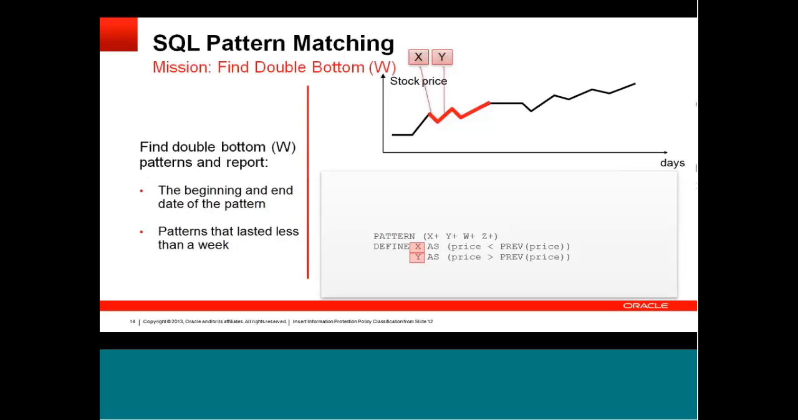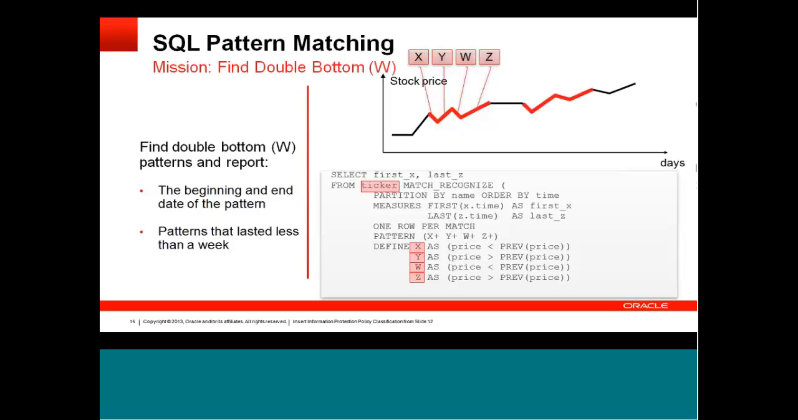Next we have Y. Y matches rows whose price in the current row is greater than the price in the previous row. So if you look at the stock chart, Y signifies the increase in the price of the stock. Now that we are looking for W patterns in a stock chart, we will use pattern variables W and Z to do the same functionality which X and Y are doing. So W constitutes a dip in the price and Z constitutes an increase in price. So all four variables put together will search for a W pattern.